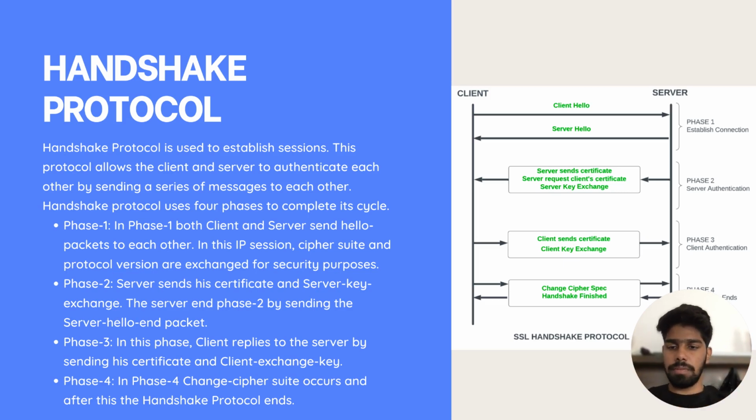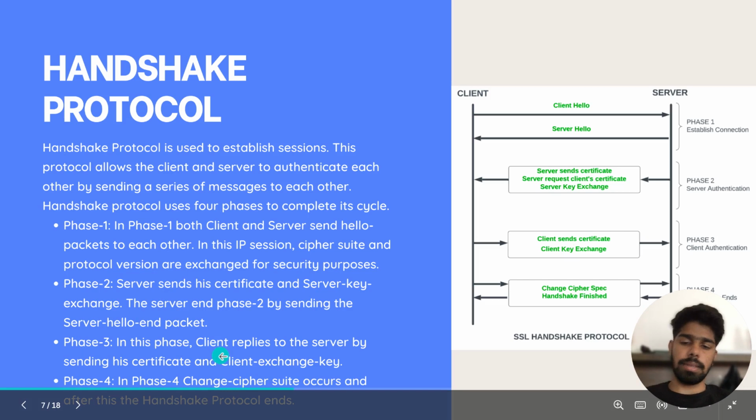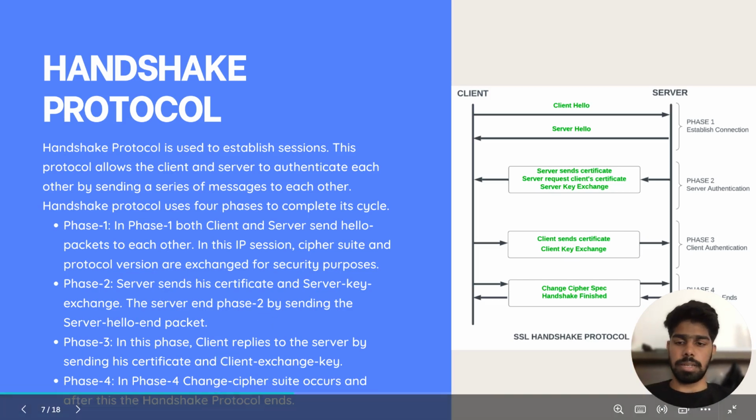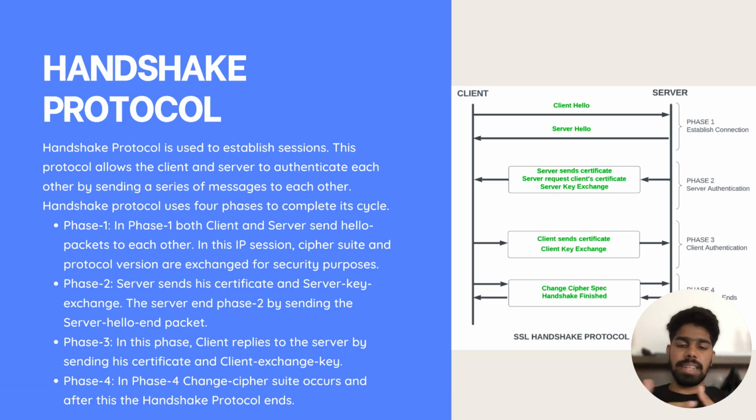So then in phase two, the server sends its certificate and server key exchange, and ends phase 2 by sending a hello packet with all its public key information. Then the same thing in phase 3: the client replies to the server by sending its certificate and client key exchange. So keys are very important in the establishment of connection. In phase 4, the change cipher suite occurs, and after this the handshake protocol ends.